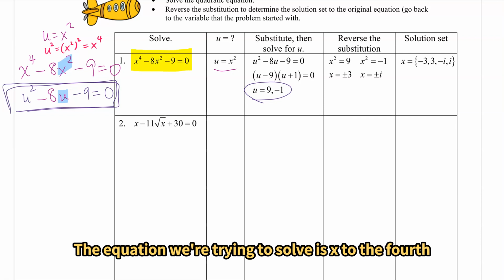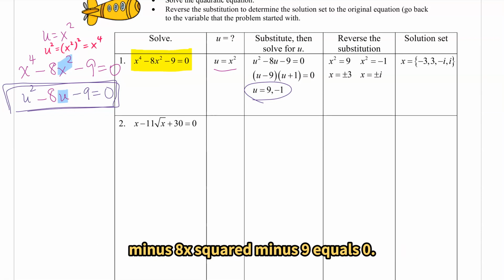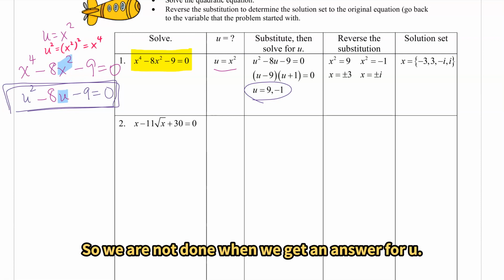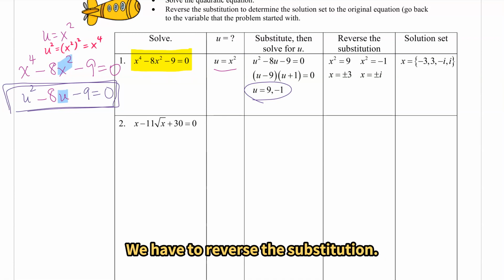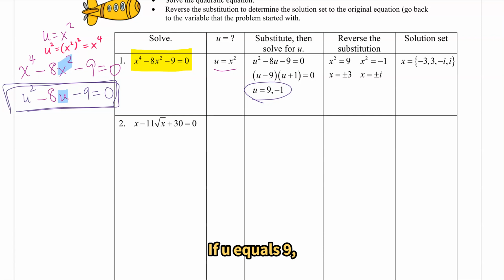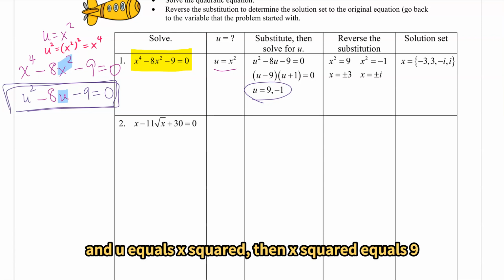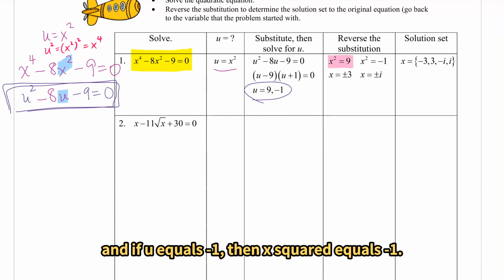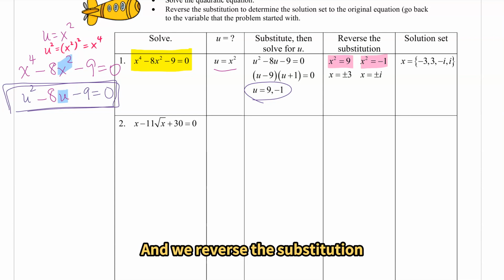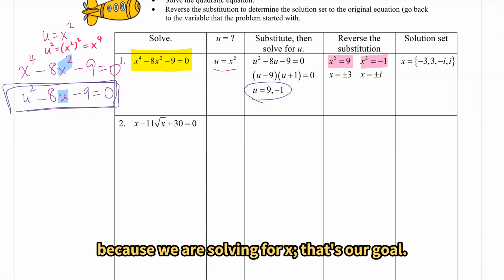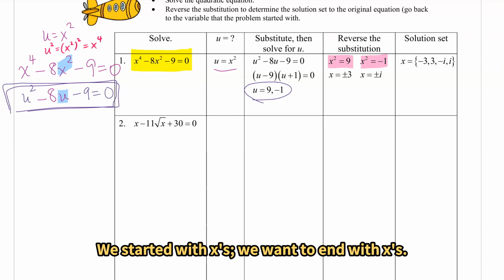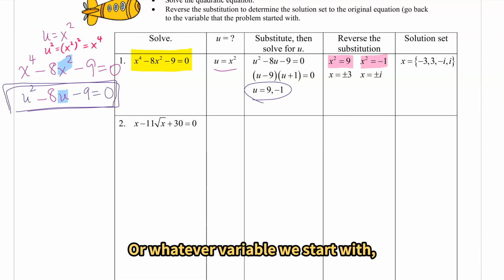The equation we're trying to solve is x to the 4th minus 8x squared minus 9 equals 0. So we're not done when we get an answer for u. We have to reverse the substitution. If u equals 9 and u equals x squared, then x squared equals 9. And if u equals -1, then x squared equals -1. And we reverse the substitution because we're solving for x. That's our goal. We started with x's, we want to end with x's. Or whatever variable we start with, we have to end with that variable.